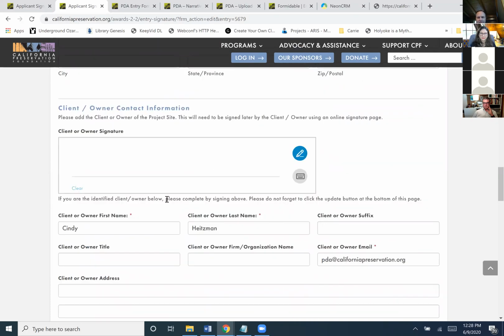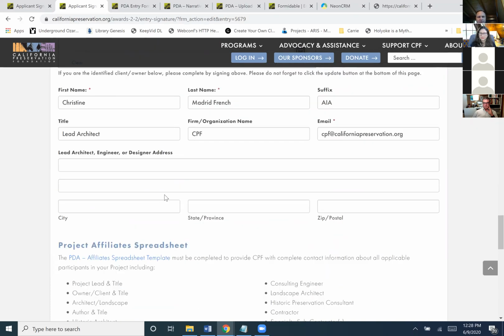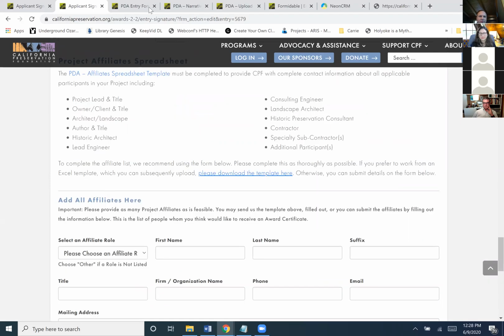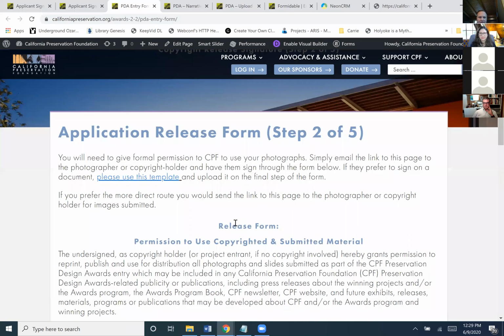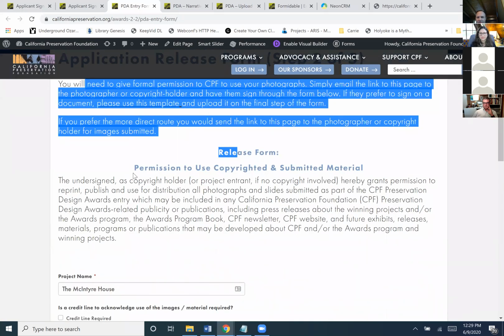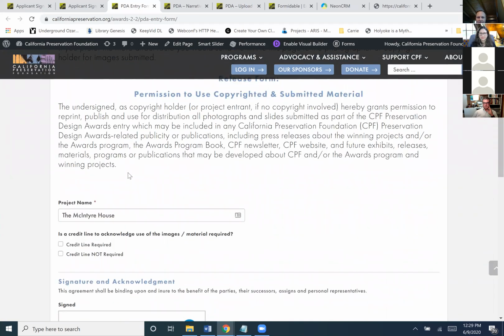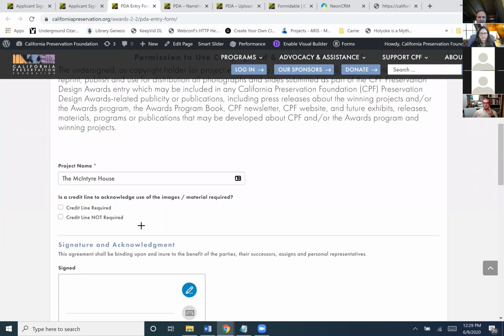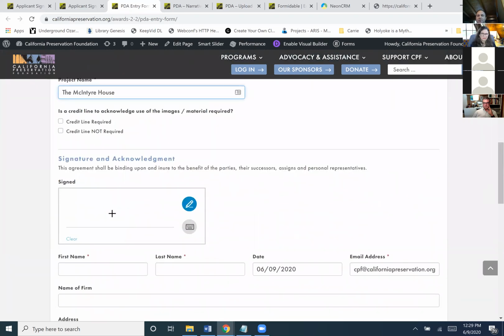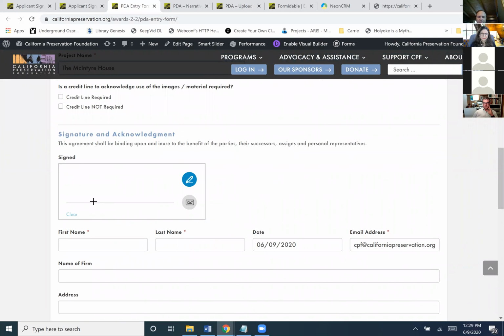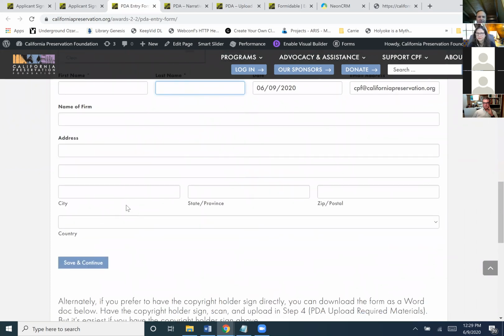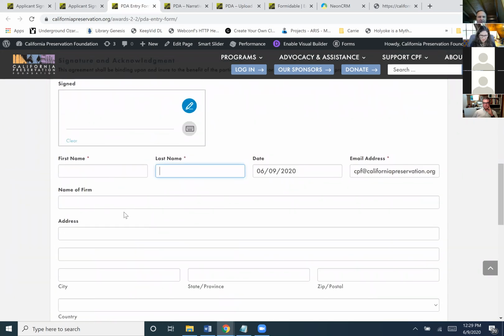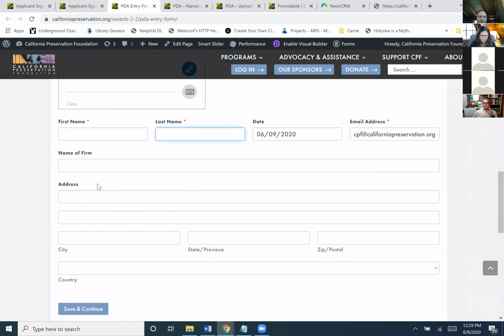And as you collect these signatures, you can continue to the following step, which is the application release form. Within this form is a release from the photographers for any photos or creative works you provide. The project name is there, and the photographer or the creative owner, the copyright holder, needs to sign the acknowledgement and put in their contact information here and let us know whether or not they'd like to receive credit and what that credit should be.